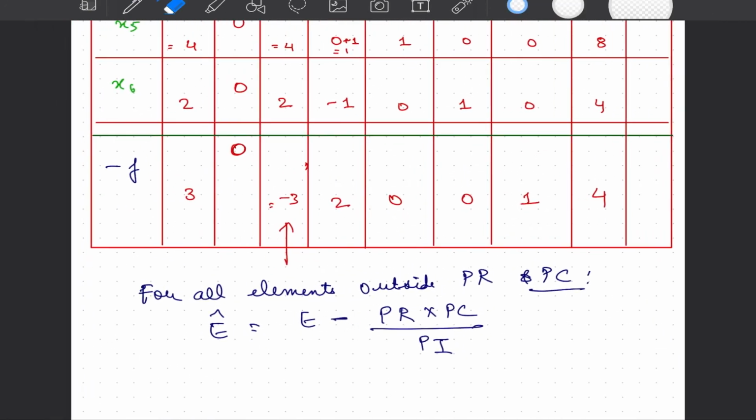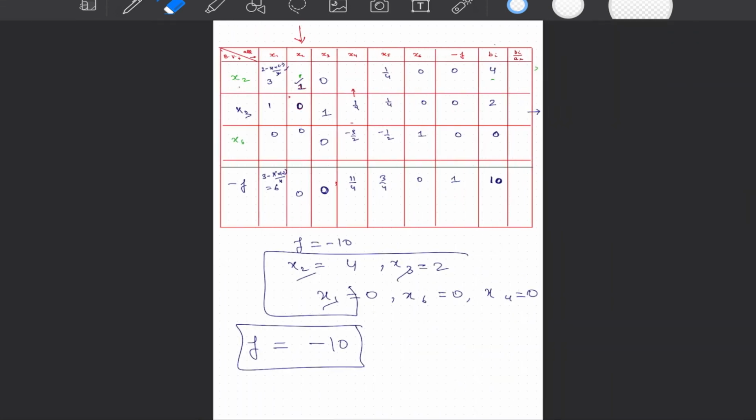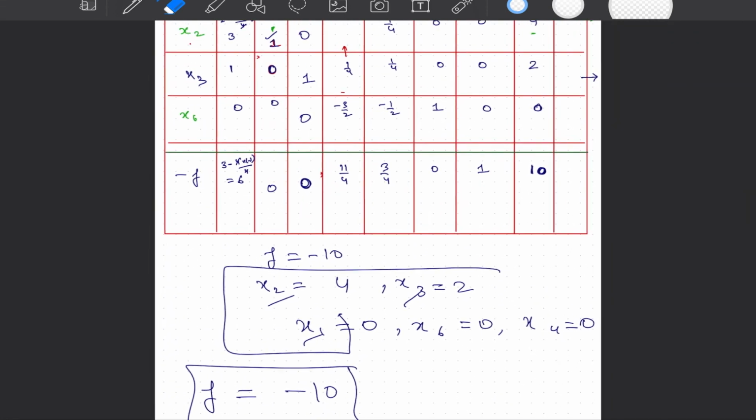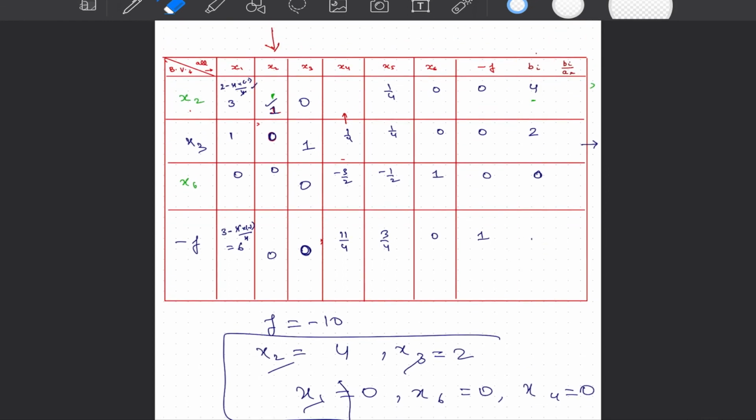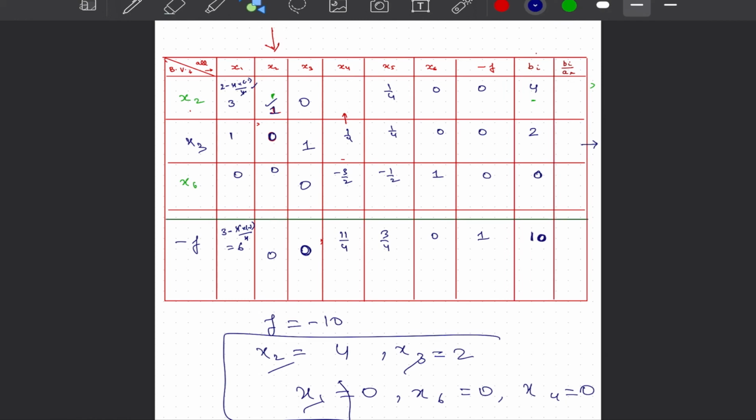Now once we have updated this, and all the values are changed, who should enter next? Now there is no coefficient which is negative, and bringing anything in is not going to improve our solution further. So we say that our iteration stops now, because there is nobody who can enter now. So the optimal value of this function is minus 10, corresponding to x2 equal to 4, x1 0, and x3 equal to 2. And this is a bounded solution.